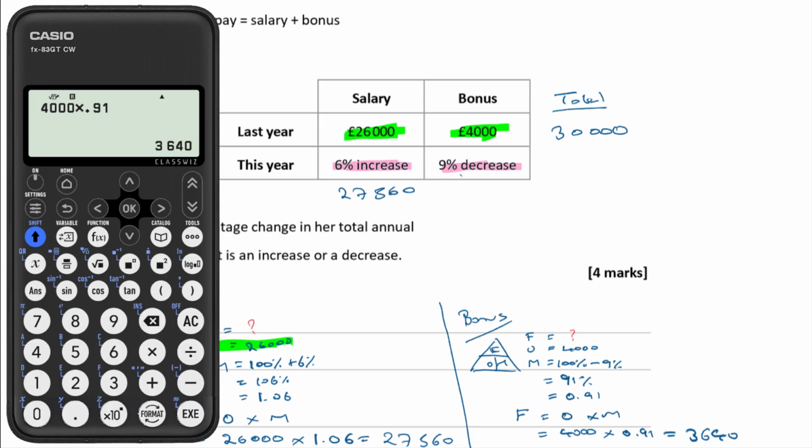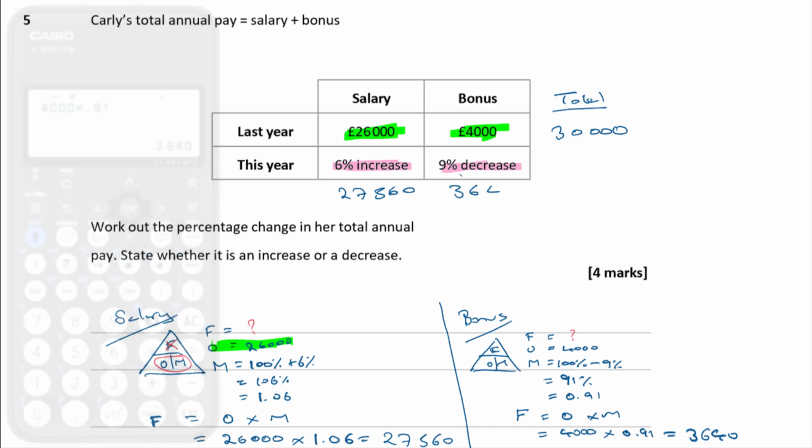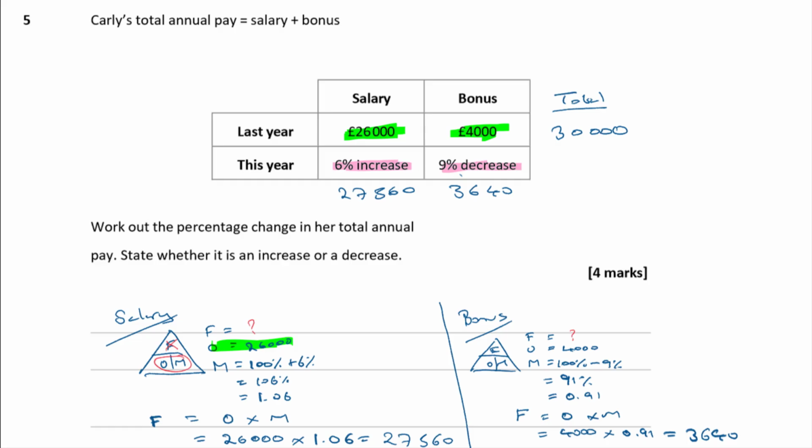3,640. So that's going to be the bonus component for this year. Okay, so then the total for this year is going to be those two numbers added together. So the 3,640 plus the 27,560 from the salary comes out to be 31,200. Okay, so despite the increase on the salary being less than the decrease on the bonus, because the salary was worth more to begin with, it ended up contributing more overall, and her salary has actually gone up by a little bit.